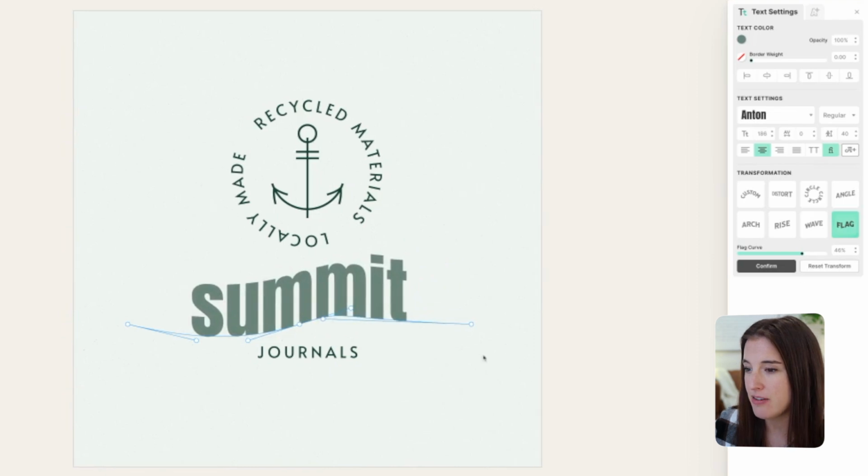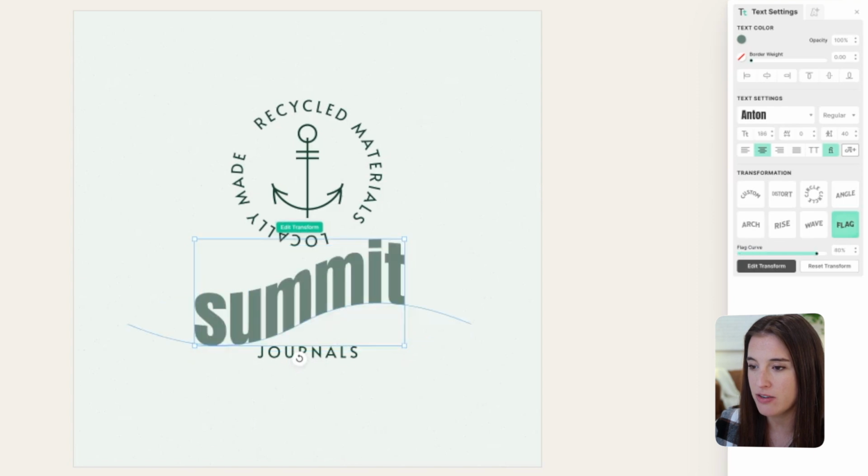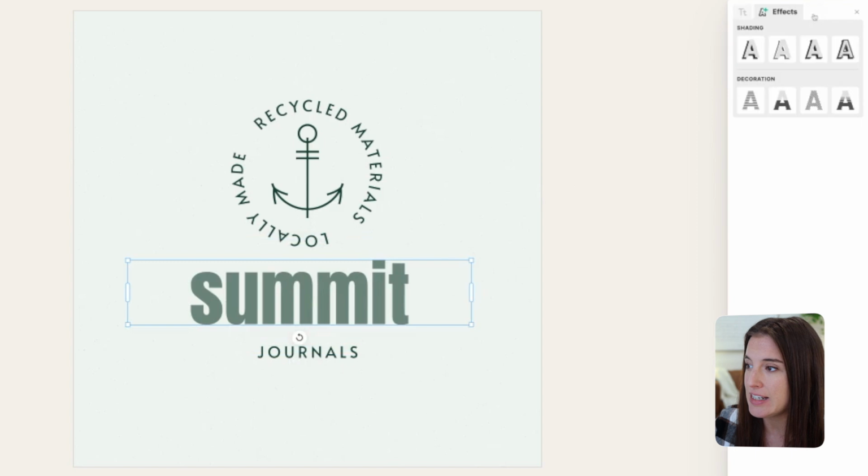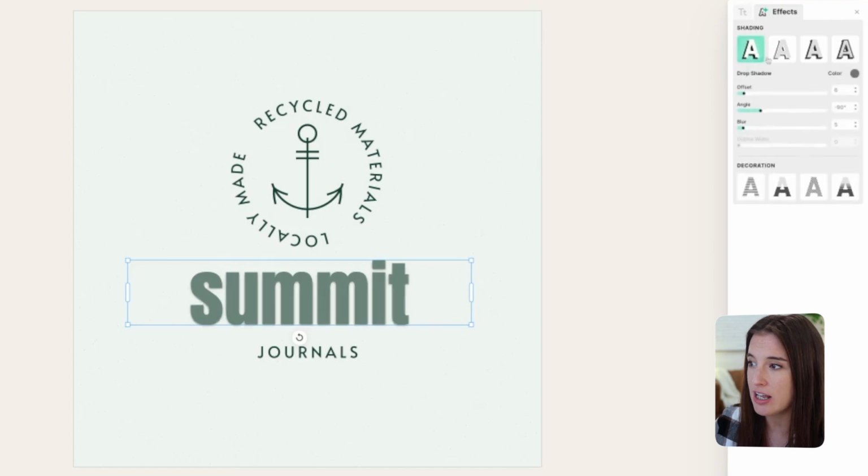Now, for the purpose of this video, I'm just going to make this text straight across because I want to show you a few other things we can do with this as far as effects. If we come up here to the little A tab, these are further text effects like shading and decoration. Shading would be like adding a shadow underneath your text. We've got a drop shadow, a line shadow, a block shadow, and a 3D shadow. So you could see which of these styles you like the best.